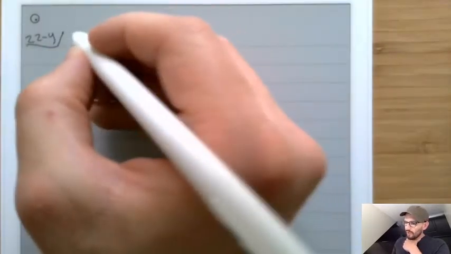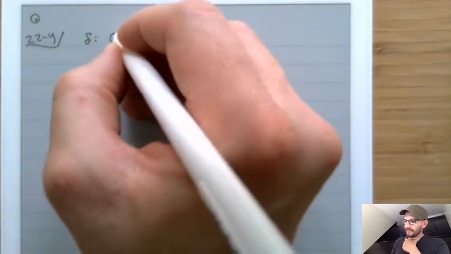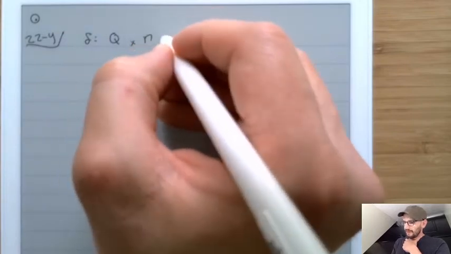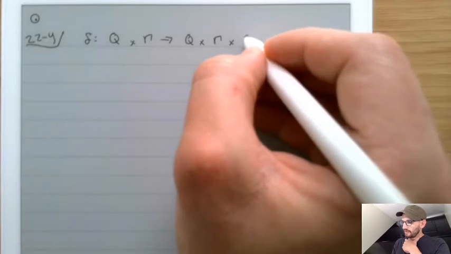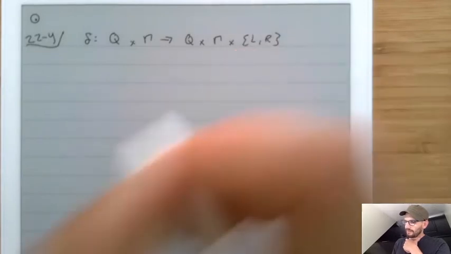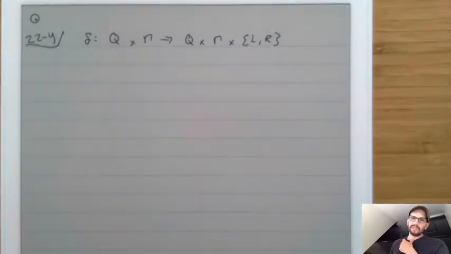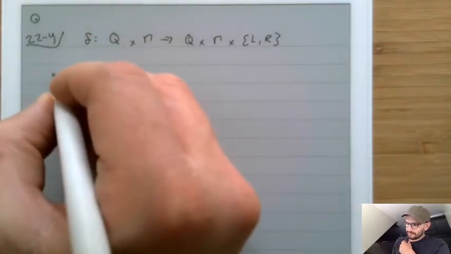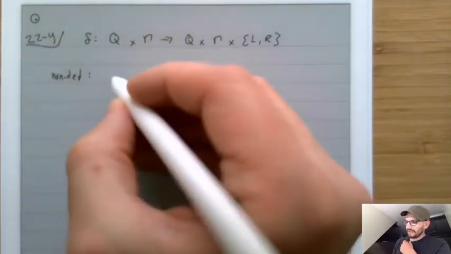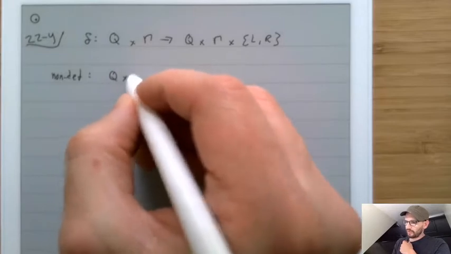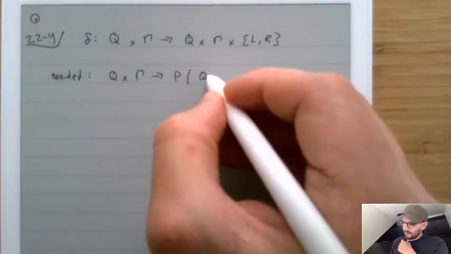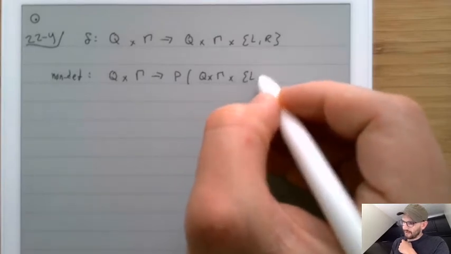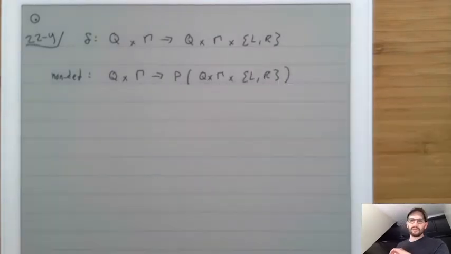So recall that a normal Turing machine's delta function is Q cross Gamma arrow Q cross Gamma cross L R. Okay? Now, the simplest way to represent non-determinism is to represent it like this, where we say Q cross Gamma arrow power set of Q cross Gamma cross L R. That's the simplest way to do non-determinism, because you can just do all of these for different options.